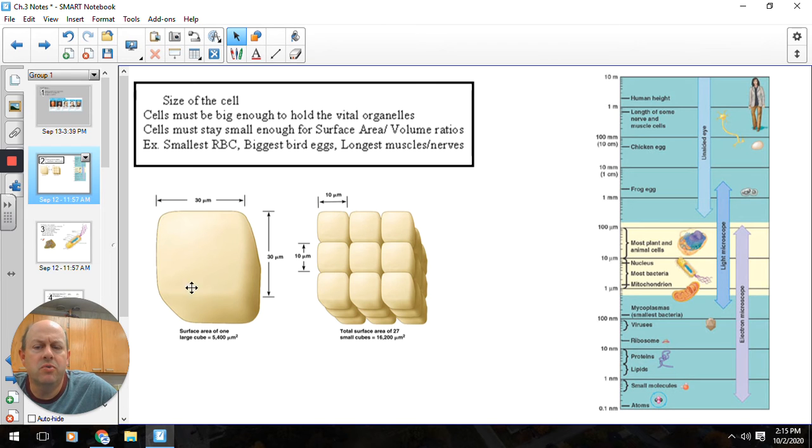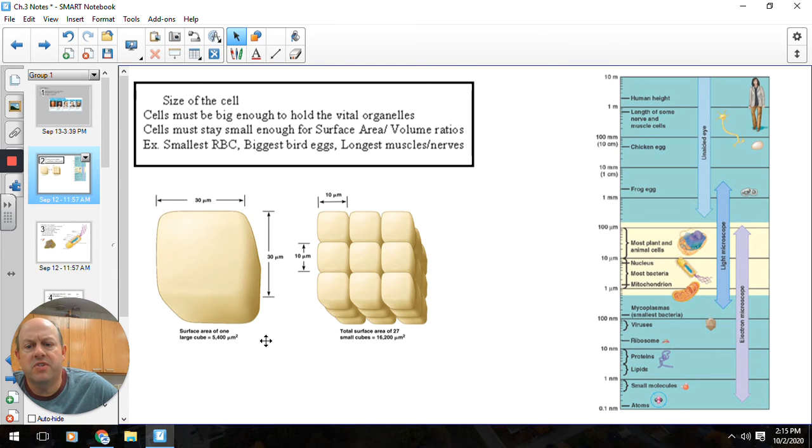So if we have 2 cubes, like this cube here, if it was 30 by 30 by 30 on one side, it would have the same volume as 27 of these cubes that were in kind of like a little Rubik's cube here, if they were 10 by 10 by 10 on each side, and we had 27 of them. So the volumes would be exactly identical.